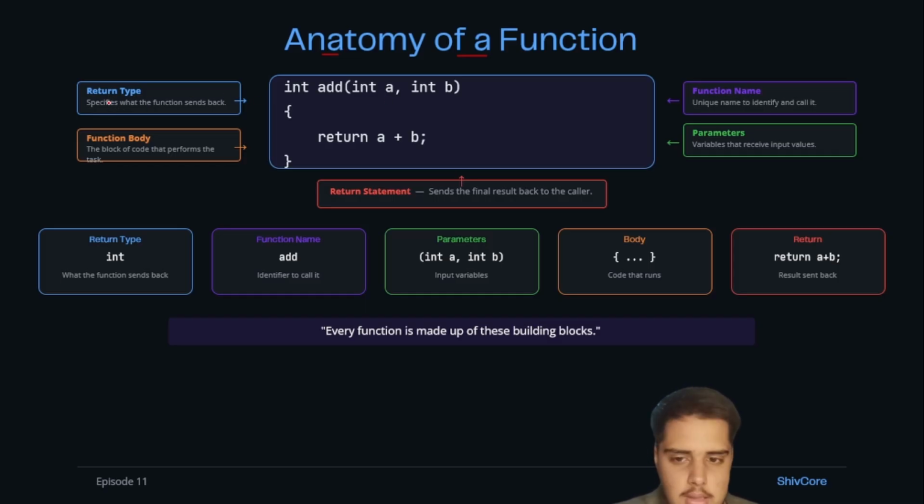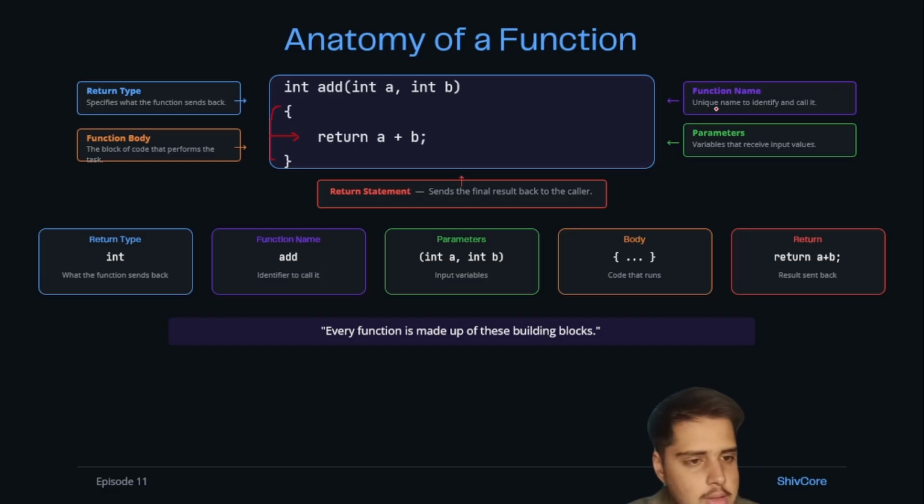Its return type then specifies what the function sends back. The function body is the complete block of code that performs the task. Actually, let me show you. This part, in this curly bracket, is the function body.